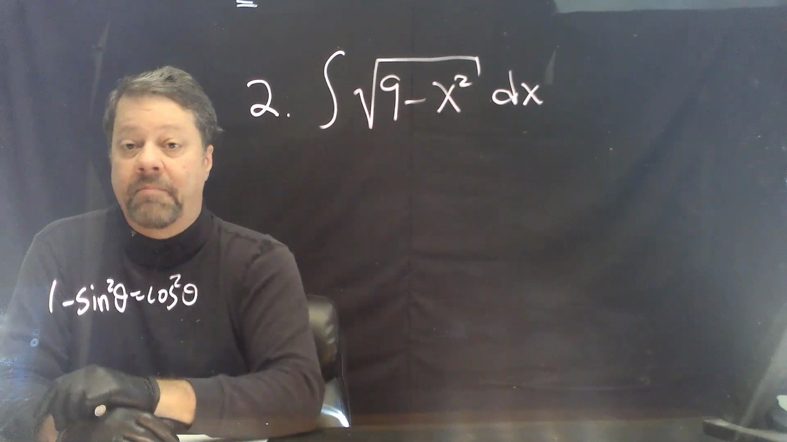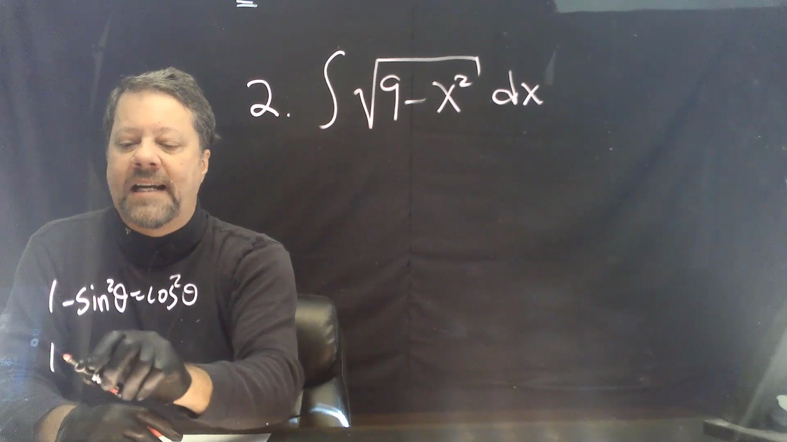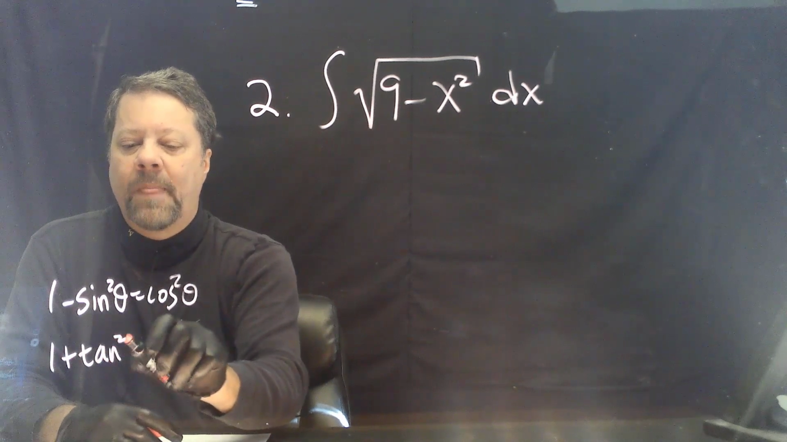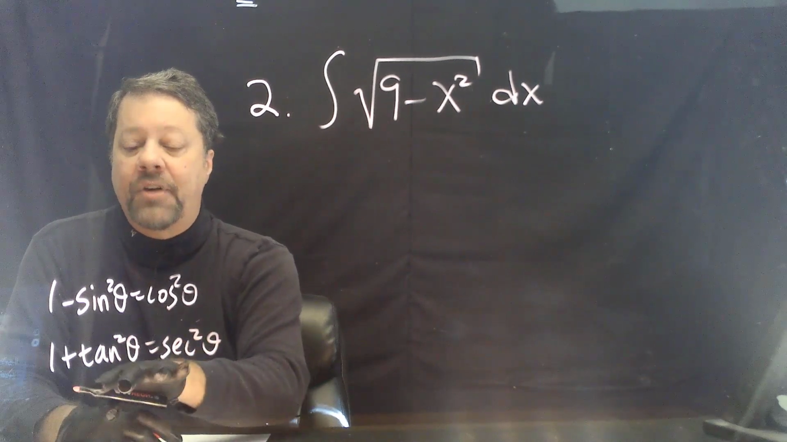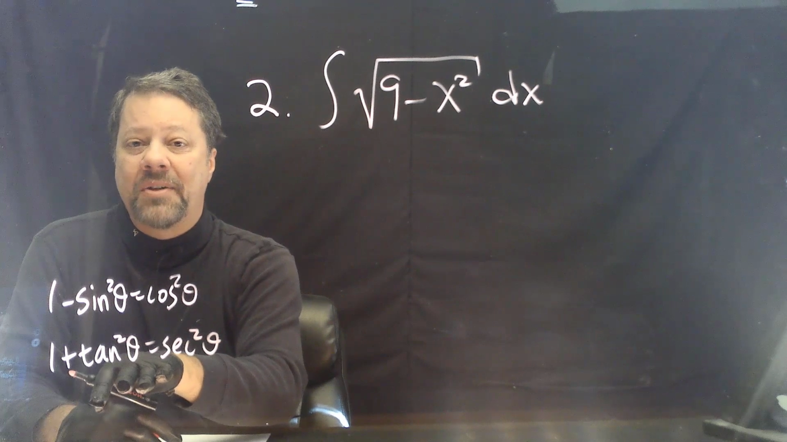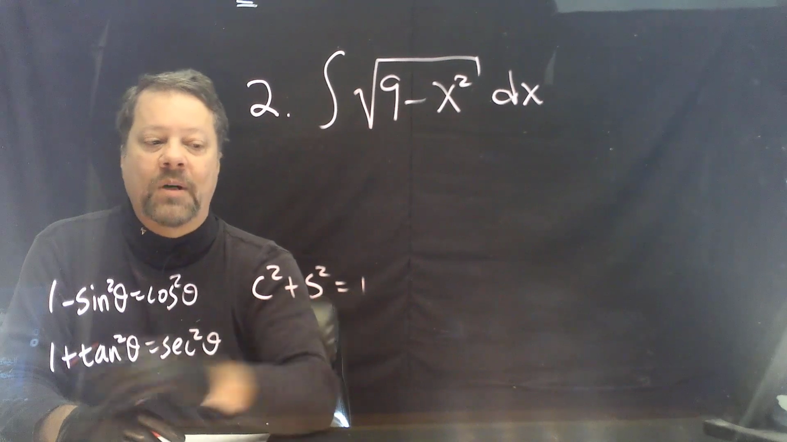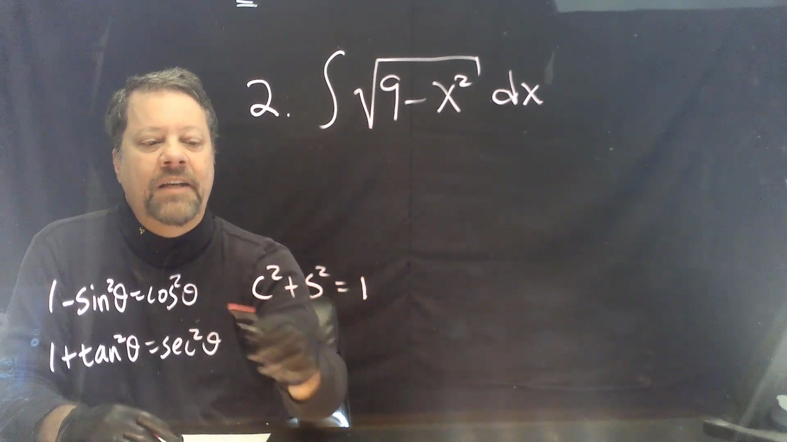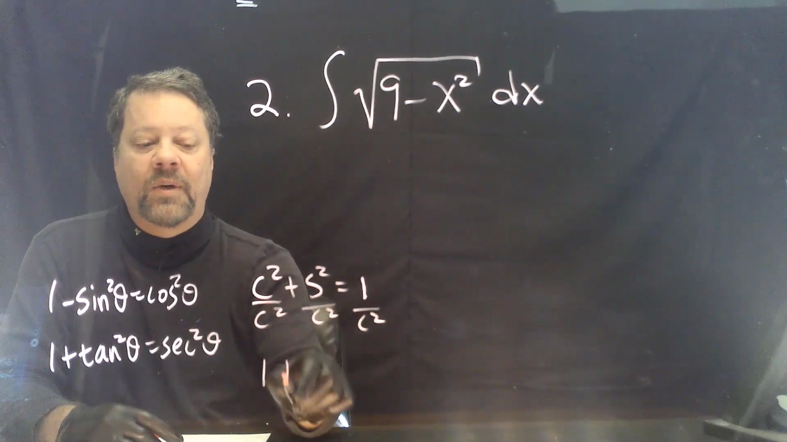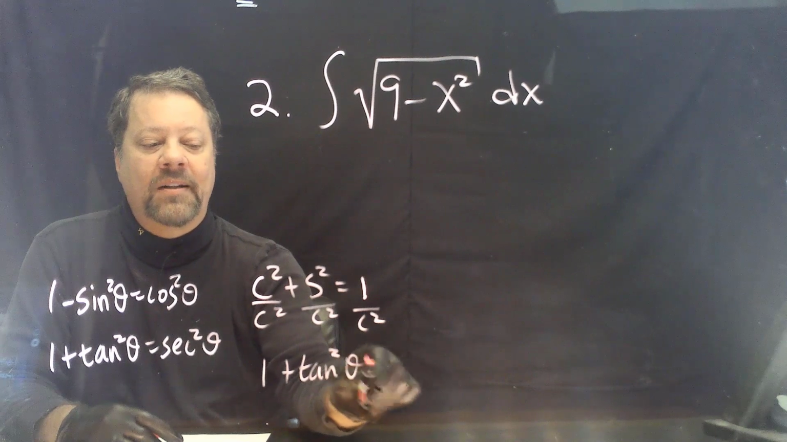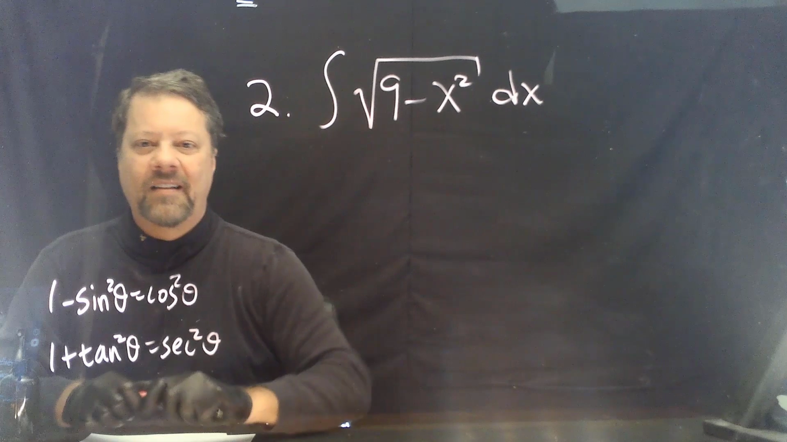The square will come from the square here. If you have a plus, you use the identity 1 plus tangent squared theta equals secant squared theta. And if you don't remember this identity, it's always easy to derive. Your typical Pythagorean identity is cosine squared plus sine squared equals 1. If you divide everything in sight by cosine squared, you get 1 plus tan squared theta is secant squared theta, confirming this.